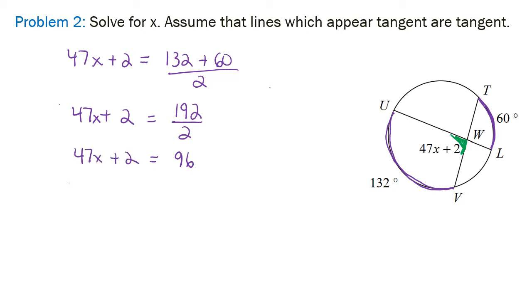Now we just continue to solve the problem. Minus your 2 over. So we'll have 47x equals 94. Divide both sides by 47. And we get the number 2. So our x in this problem is 2.